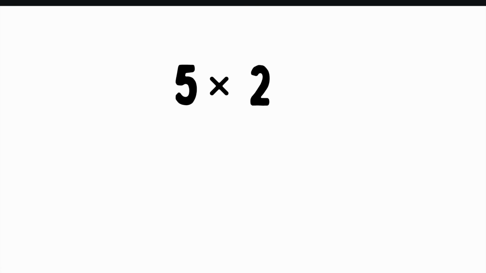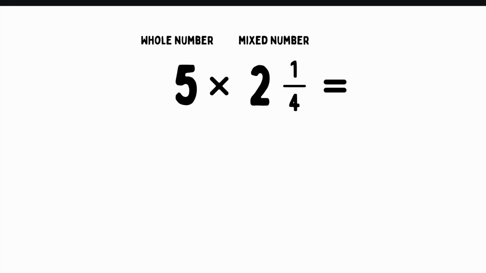5 times 2 and 1/4. The 5 is the whole number. 2 and 1/4 is the mixed number because we have a whole and part of another whole, or a whole and a fraction. That makes a mixed number. And we will find the product.